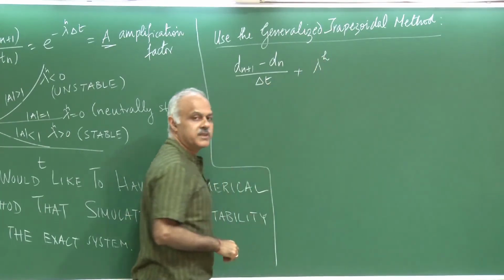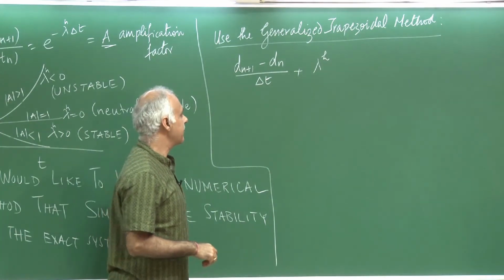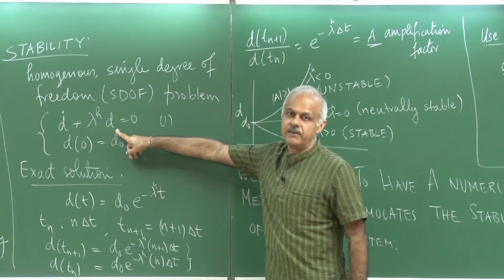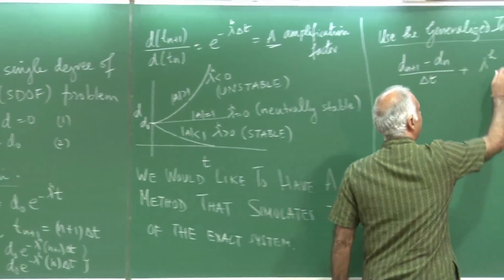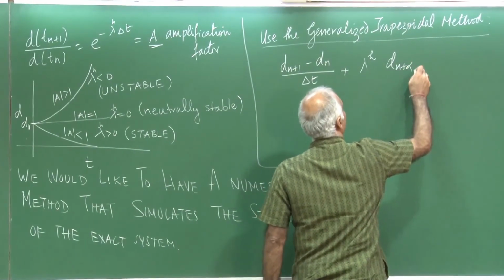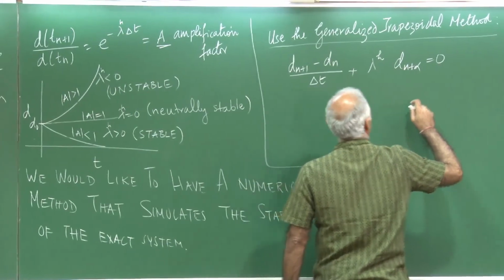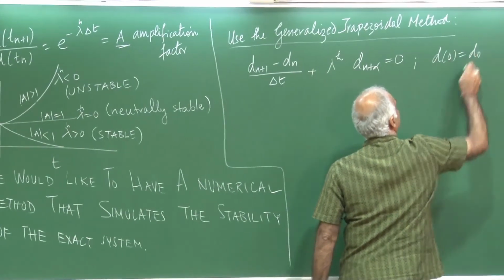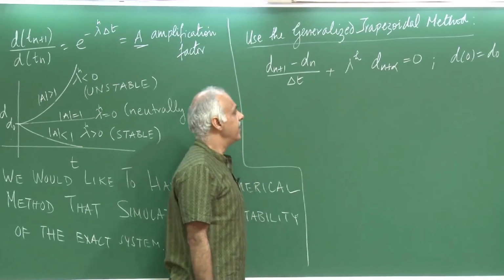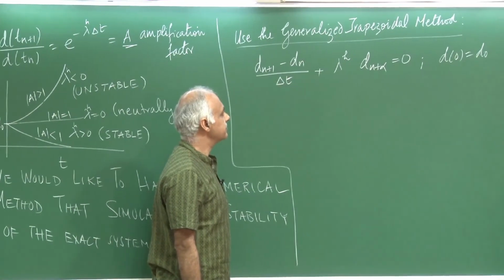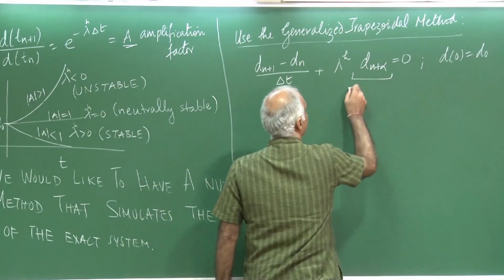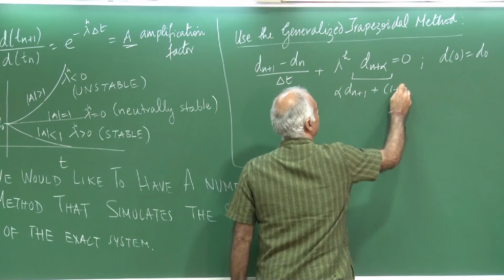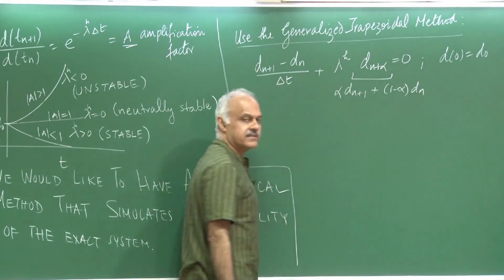Lambda h is given to me, that is the eigenvalue. So, that stays as is, and this d I am now going to evaluate at n plus alpha. So, I am going to write this as d n plus alpha equal to 0, and of course, subject to the initial condition that d 0 is d0. So, this is now my numerical method. And what is d n plus alpha? I will expand it as d n plus 1 times alpha plus 1 minus alpha times d n.